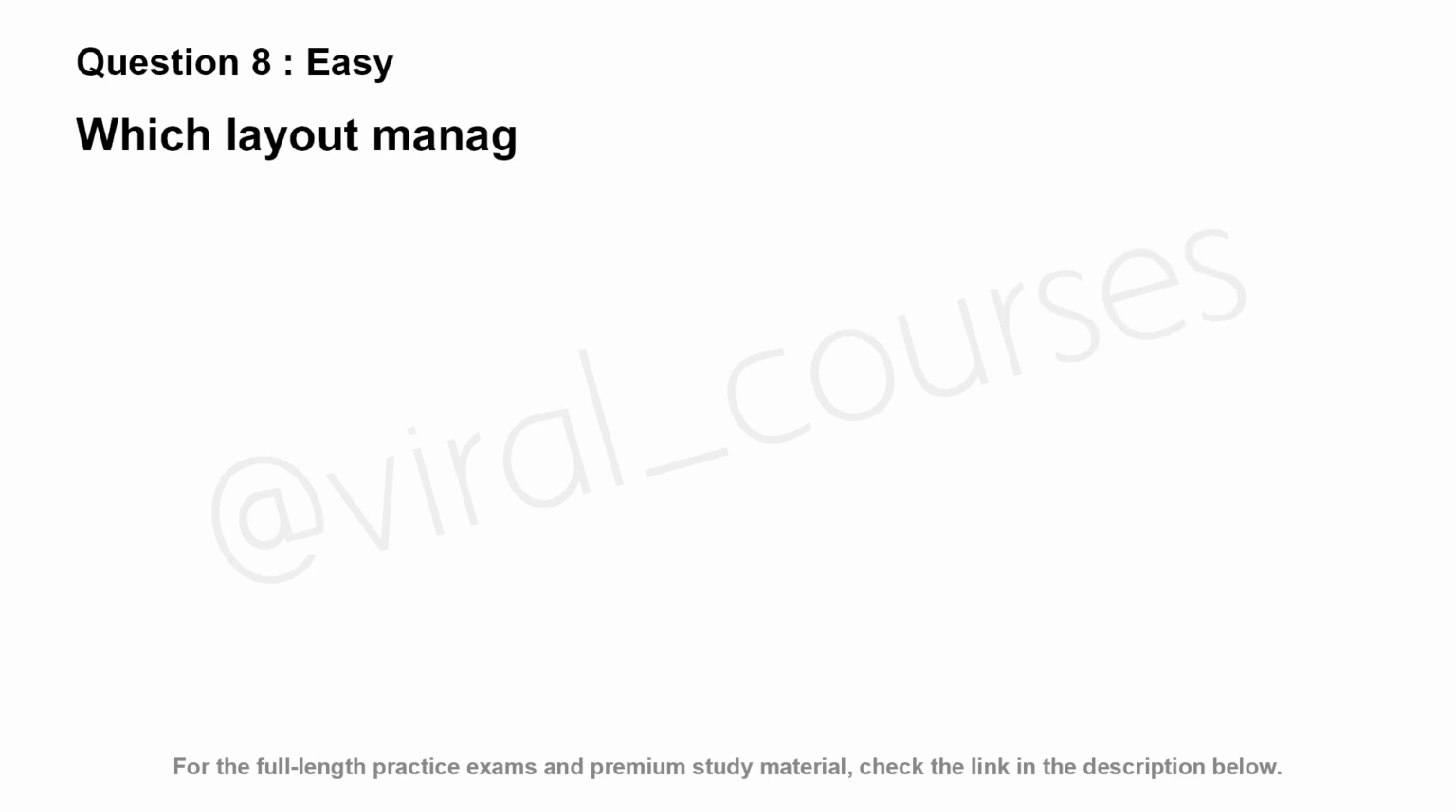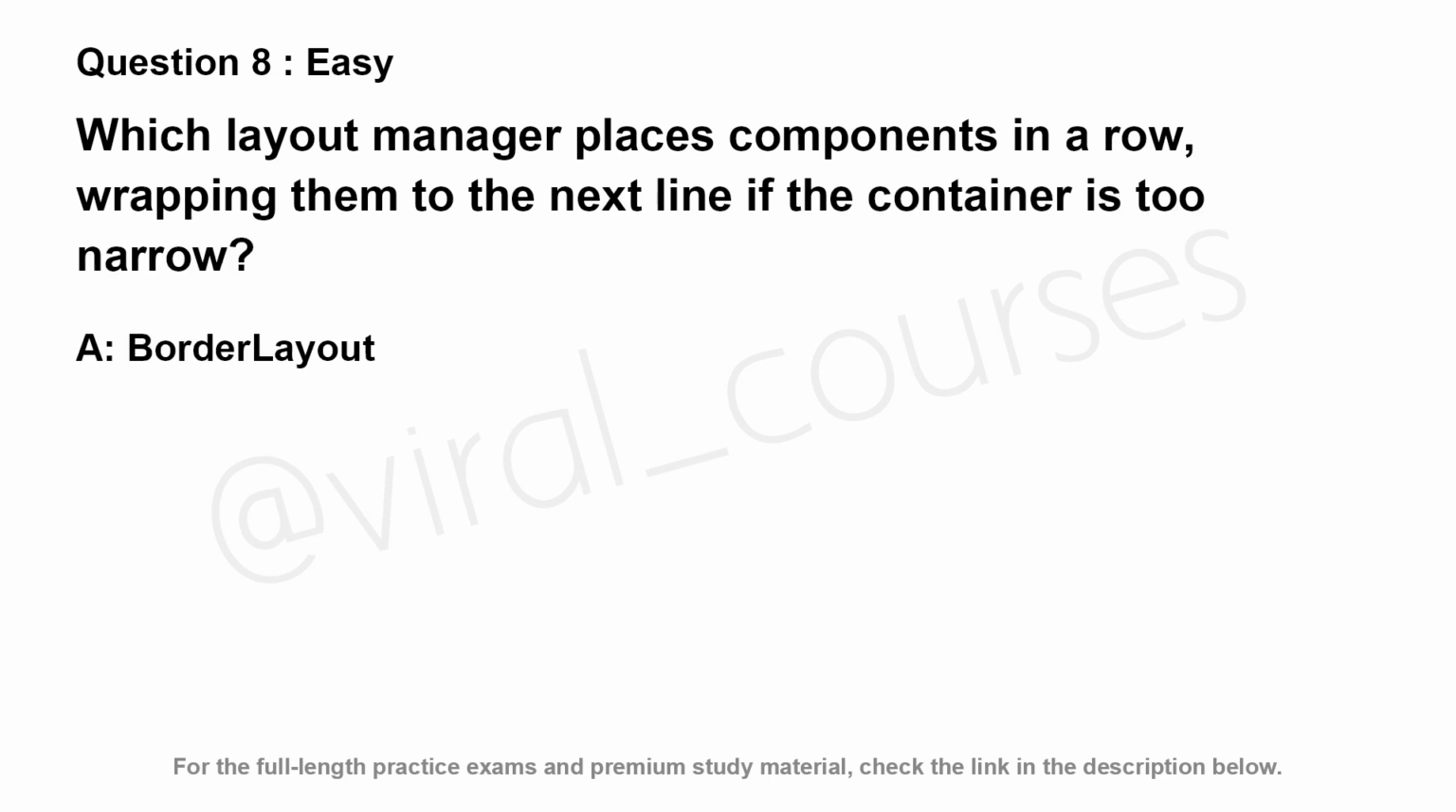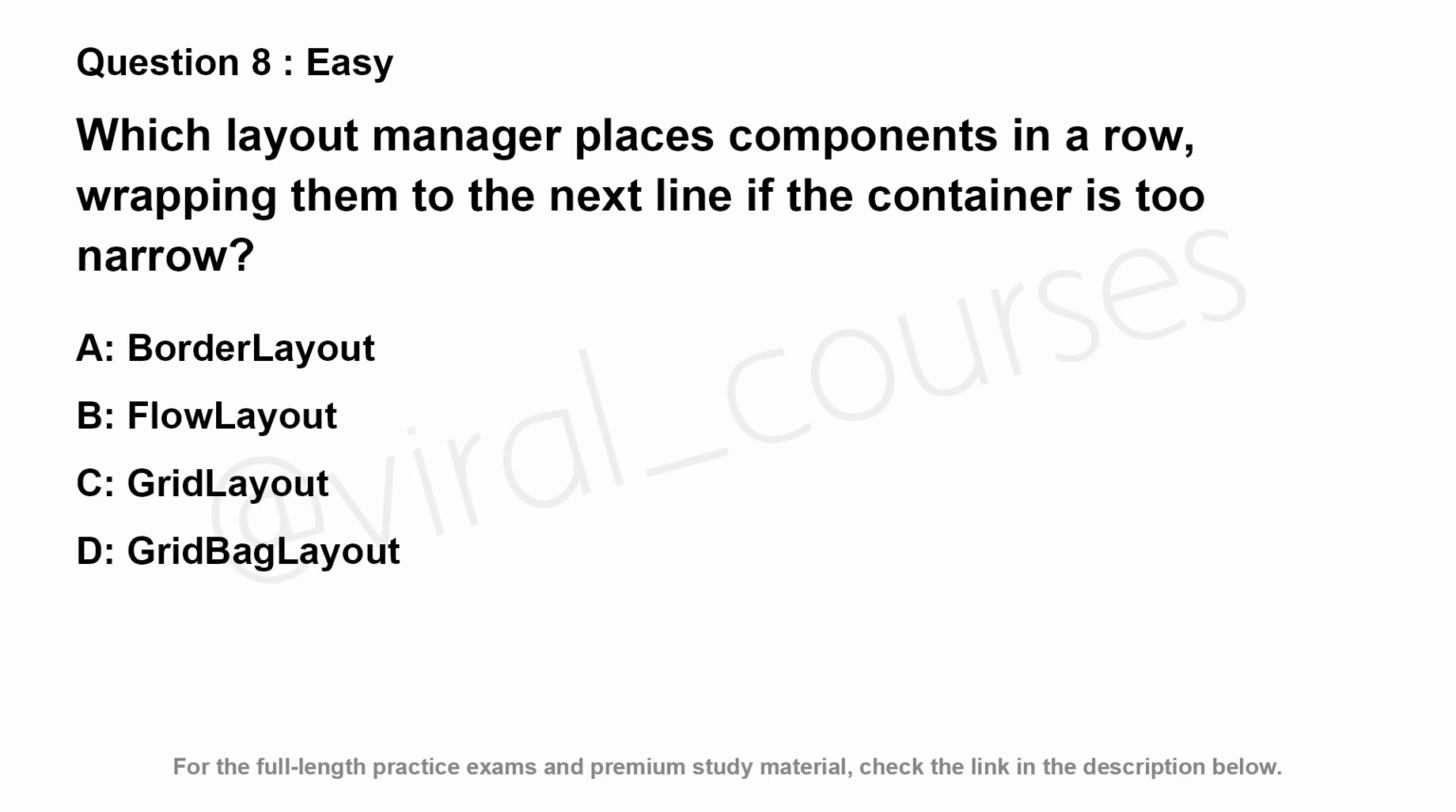Which layout manager places components in a row, wrapping them to the next line if the container is too narrow? Option A, BorderLayout. Option B, FlowLayout. Option C, GridLayout. Option D, GridBagLayout.